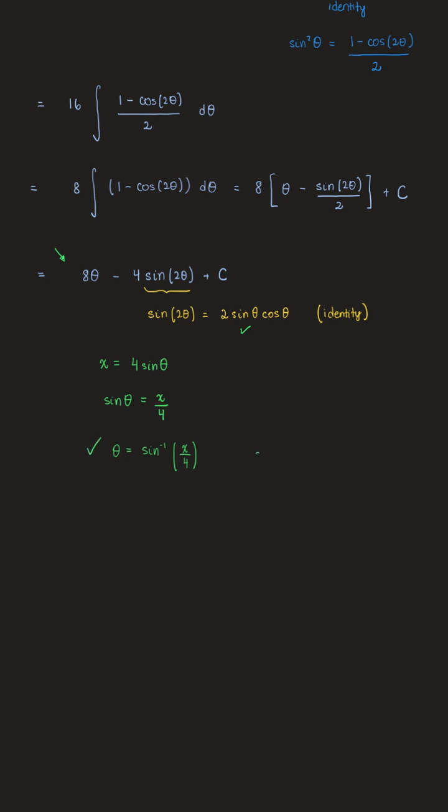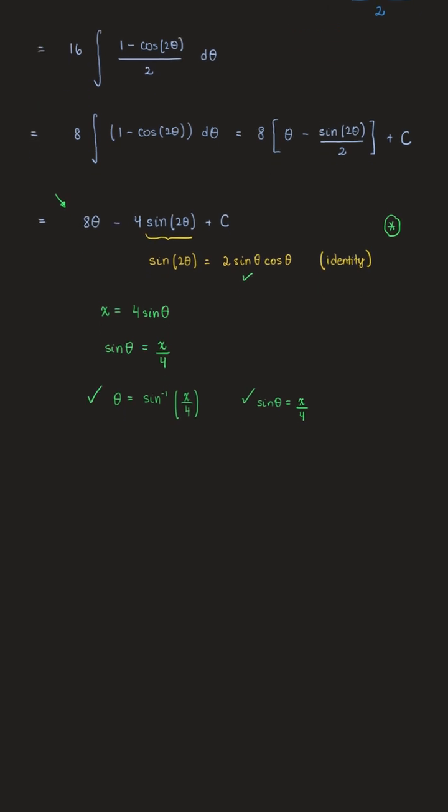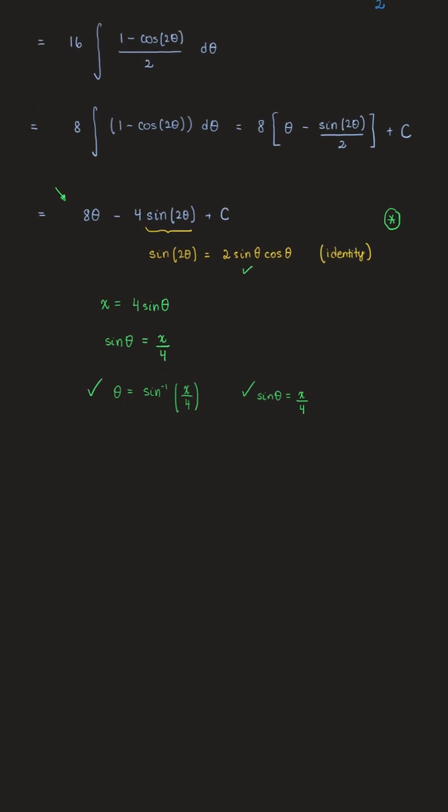We also know that sine theta is x over 4 from our original substitution. We need cosine theta to be able to get our final answer. So I'm looking over here where I'm starting. There's our final answer that we need to work on. So we need cosine theta because we are going to use this identity. So I need that cosine of theta.